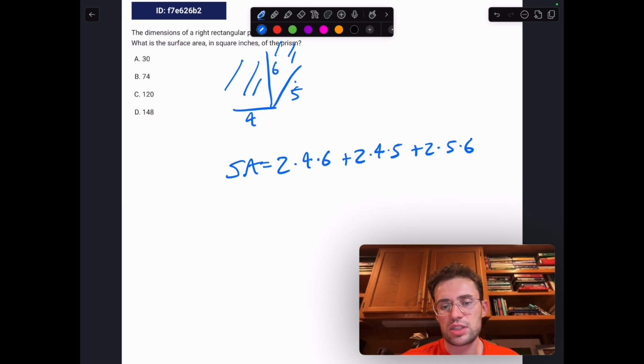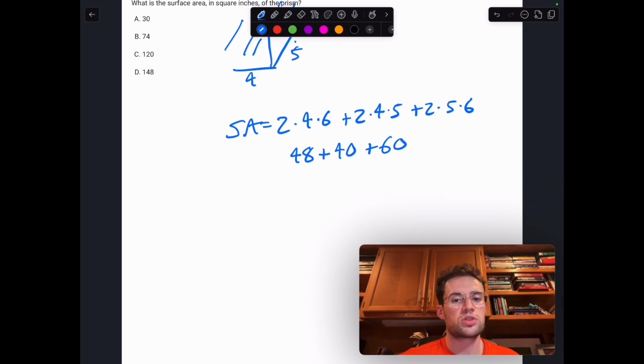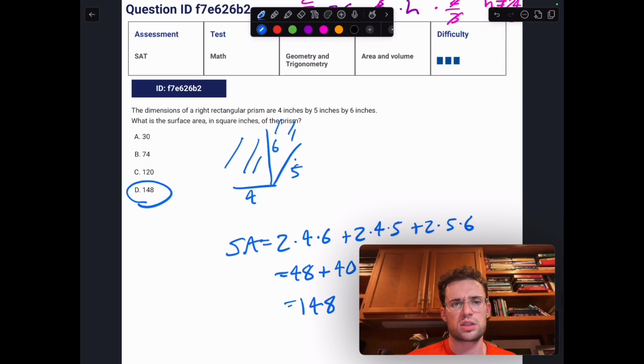So that's 8 times 6, which is 48, plus we've got 8 times 5, which is going to be 40, plus 2 times 30 is going to be 60. So 40 plus 60 makes 100, 100 plus 48 makes 148. So that's your answer. That one was a lot easier than some of the previous ones.